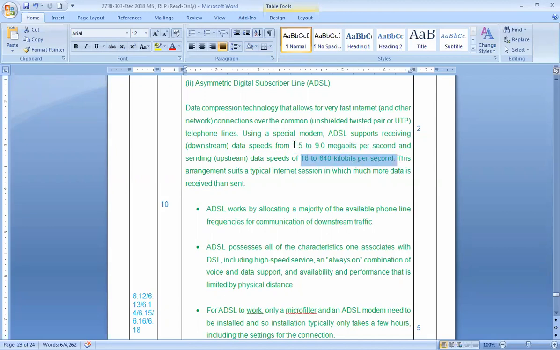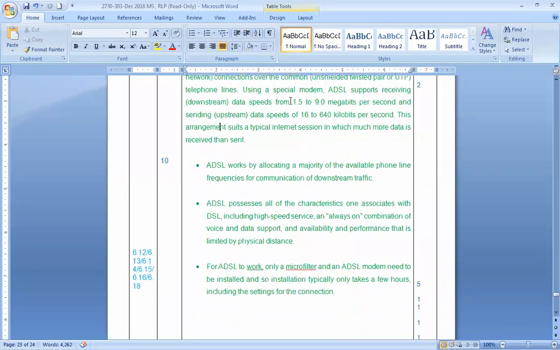Download, because usually 90% of the time, people are associated with downloading information. See, when you open a website, it's not that you are just looking at the website, but the information is downloaded from the server. So you are on the downloading side, right? This arrangement suits a typical internet session in which more data is received than sent. So more data is downloaded than uploaded. Upload is just a request that goes out, say, google.com. That's a request. And the thing that comes back is downloading information from the server.